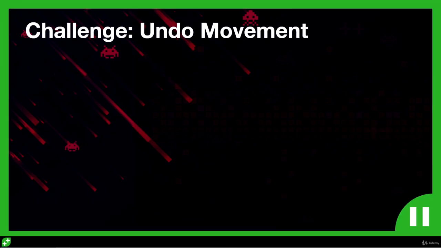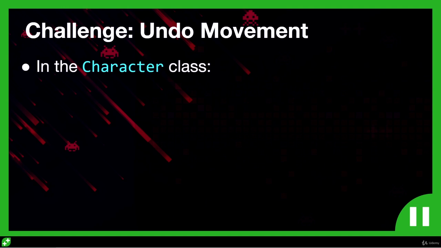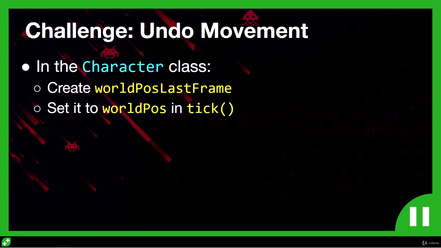So your challenge is to create the ability to undo the character's movement. In the character class, create a worldPosLastFrame float variable. Put this in the private section. Set this variable equal to the value of worldPos at the top of the tick function before anything else is done. That way, every single frame, we're storing our worldPos vector into worldPosLastFrame.